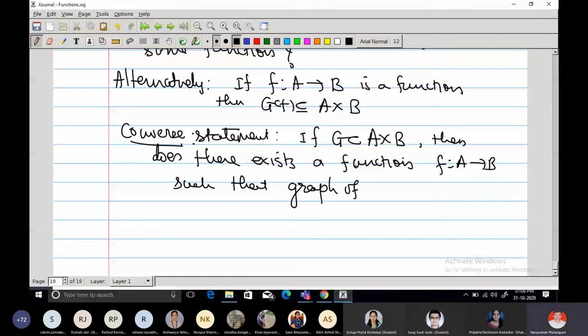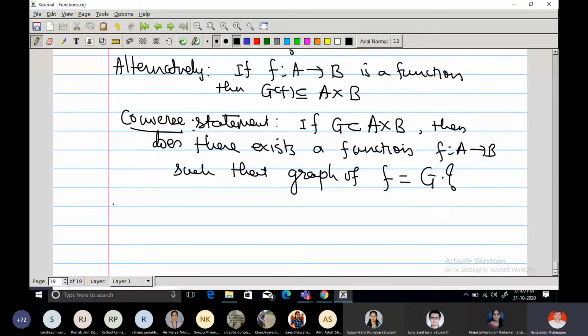Question is clear? Yes, sir. So if you have a function, it gives rise to a subset of A cross B, and it is a graph of the function, right? But if you have a subset of A cross B, is it a graph of some function? Right. So this question I asked last time.